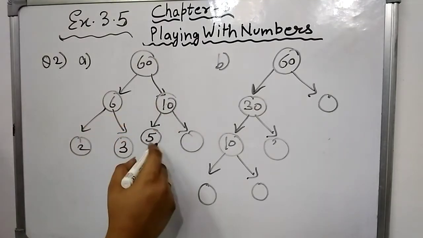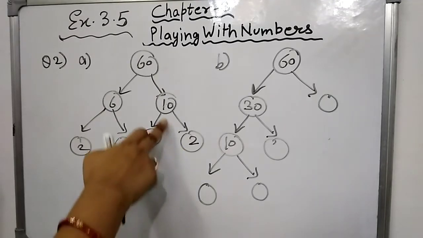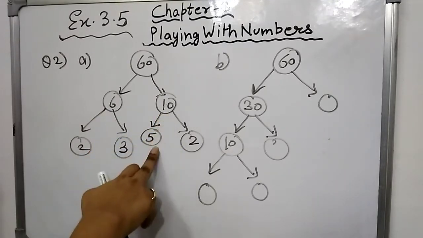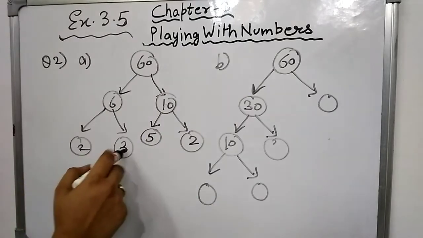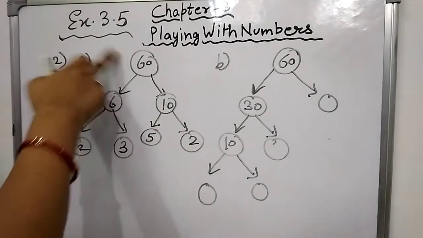Missing factor of 10 is 5 and 2. If we multiply 5 and 2, we get our answer is 10. So factors of 10 are 5 and 2. Now we can see 2, 3, 5 and 2 all are prime factors. So this will not go further. These are all prime factors of 60.